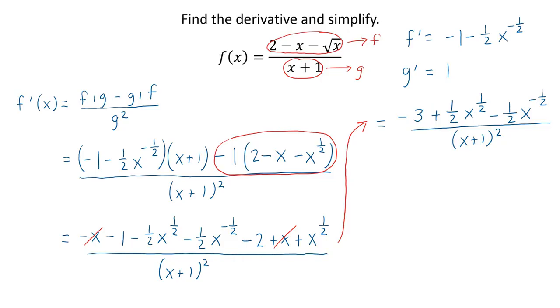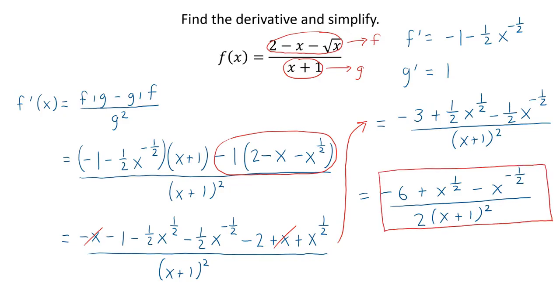Now what we have here is a complex fraction. So we need to simplify that complex fraction by multiplying by 2 in the numerator and the denominator. Multiplying by 2 in the numerator gives us negative 6 plus x to the 1/2 minus x to the negative 1/2. And multiplying the denominator by 2 gives us 2 times the sum x plus 1 squared. And that's our fully simplified derivative.